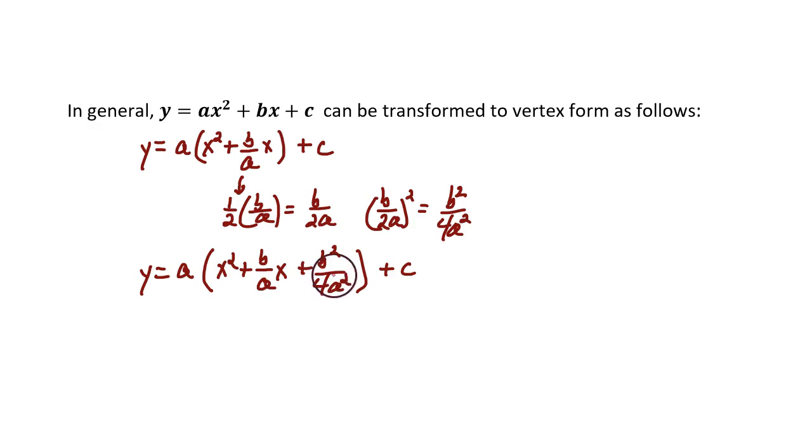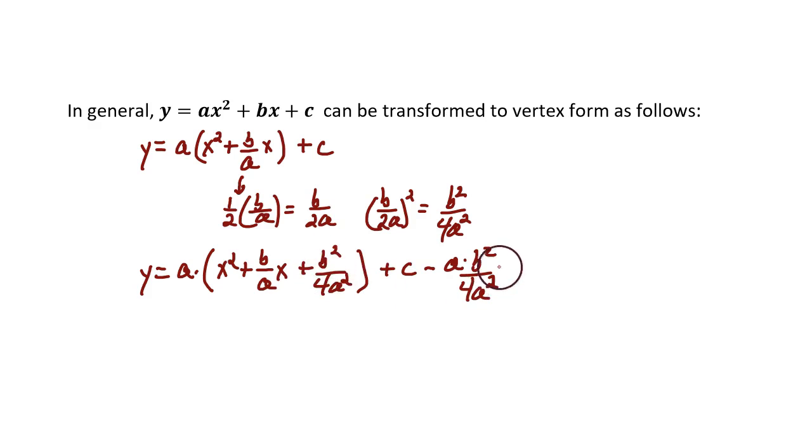But you can't just add a new term to one side of the equation without compensating for it. Do you notice that the b squared over 4a squared is inside the parentheses with the letter a being timesed in front? By adding b squared over 4a squared in the parentheses, we've really changed the right side by a times b squared over 4a squared. So we need to subtract a times b squared over 4a squared.